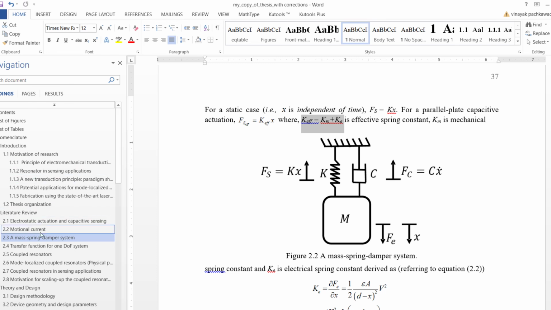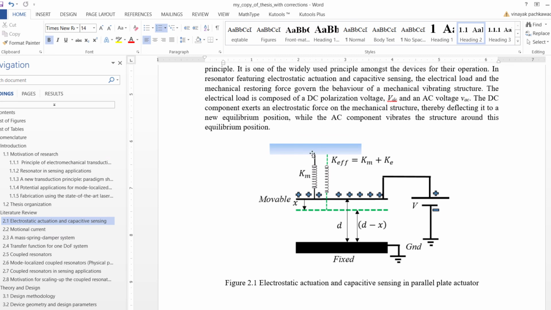So looking back to this diagram, we see that the Km, that's the original one, because of the introduction of the spring application of the DC voltage, the spring gets stretched and the effective value is reduced because the Ke has a negative effective value. So what we can say is that when Ke has negative effective value, the effective spring gets stretched and the effective value is reduced.